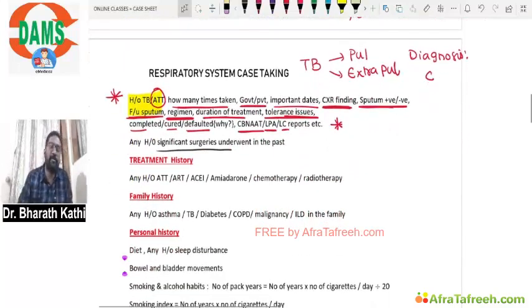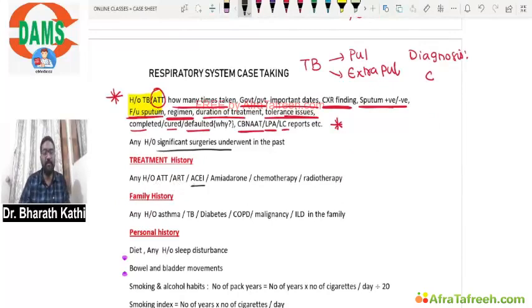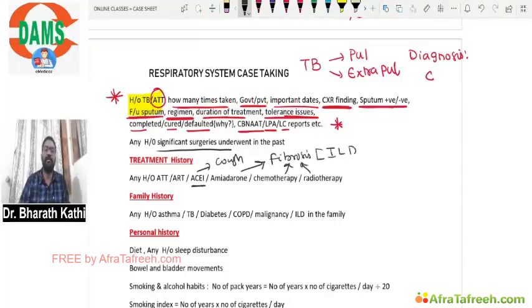Then coming to treatment history, what all drugs can cause respiratory events. So is there any ACE inhibitors? ACE inhibitor is a common cause of cough. Amiodarone can cause lung fibrosis. So chemotherapy, radiotherapy can result in fibrosis, ILD later on. Has this patient been on ART?